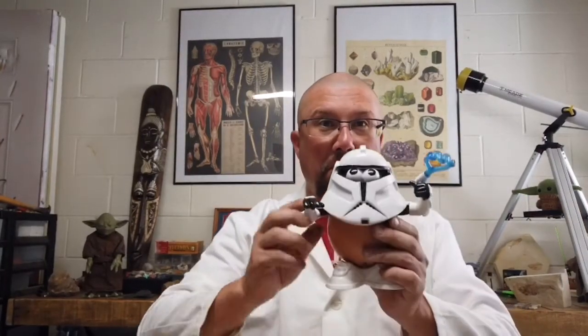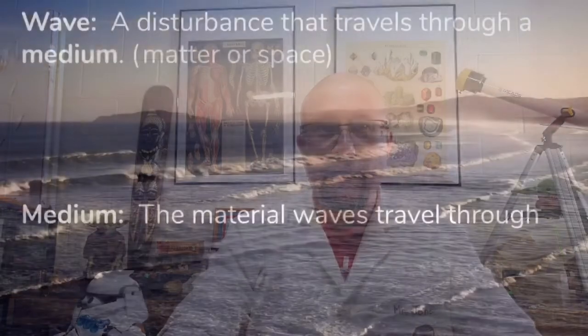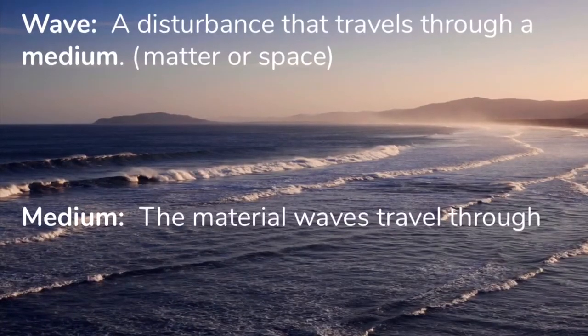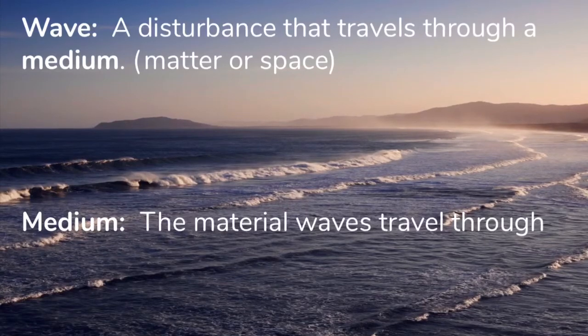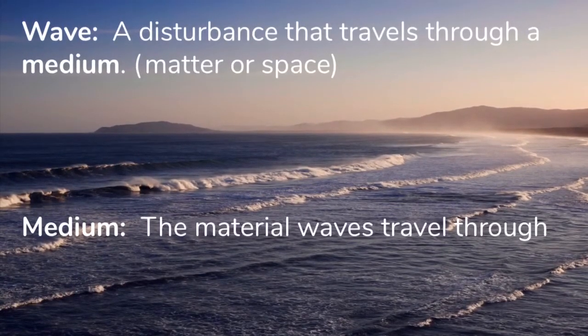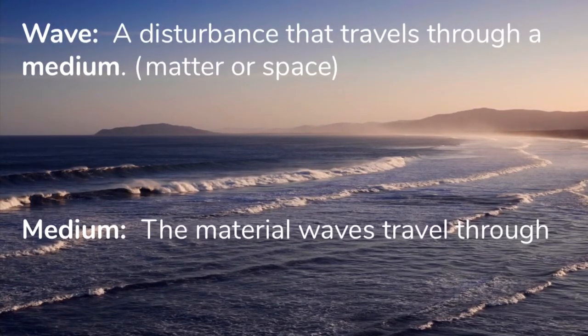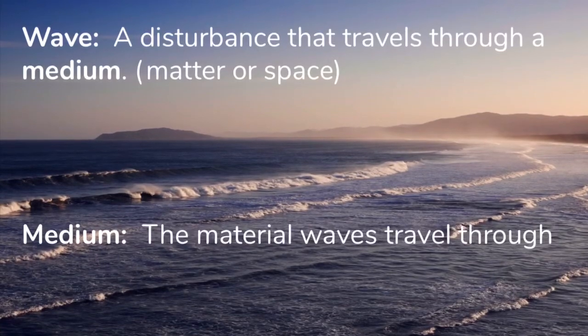So when we think of the word wave, we usually picture someone waving. Or you think about going to the ocean and seeing the water crash into the beach. But those aren't the kind of waves we're talking about right now. We're talking about physics waves. A wave is a disturbance that travels through a medium. The medium is the material that the waves travel through. Mediums can be air, water, steel, wood, or, as we'll find out in the future, the vacuum of space itself.